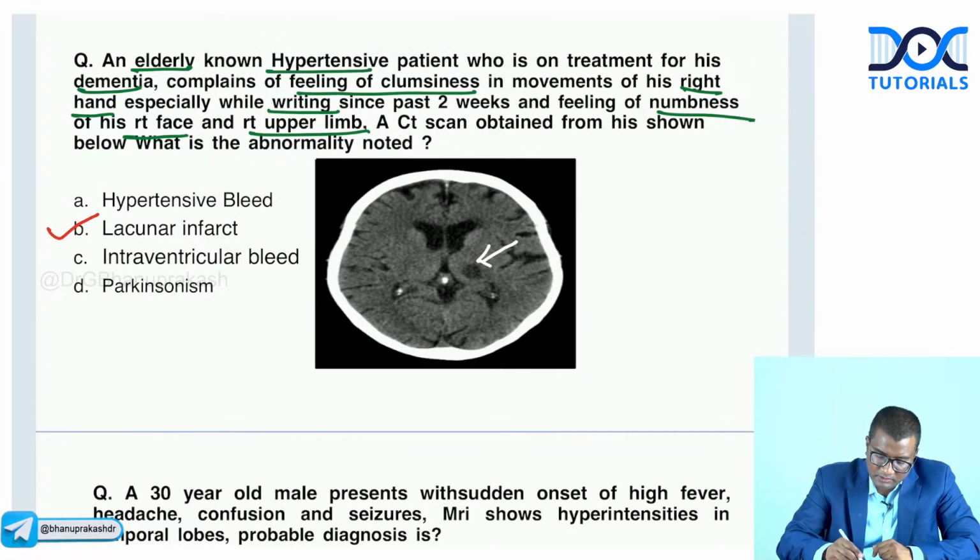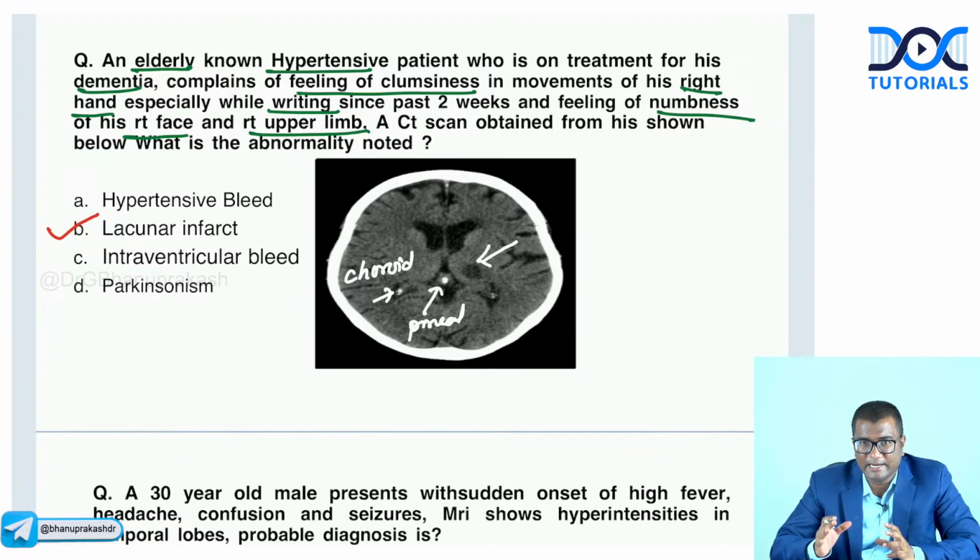Remember, this is pineal calcification, and this is choroid calcification. These are normal calcifications. Pineal gland and choroid plexus are normal sites of calcification. Do not get confused with that. This small hypodense area, especially in the region of the basal ganglia, will be a lacunar infarct.